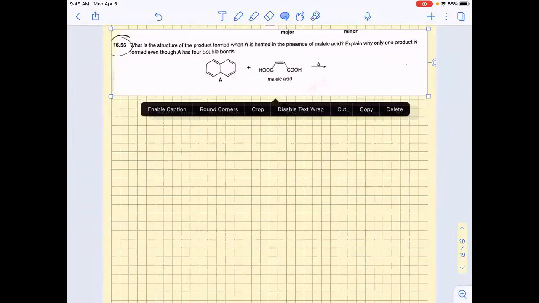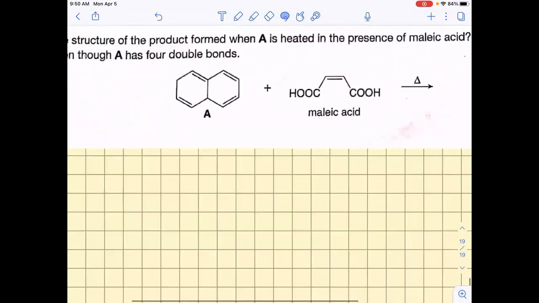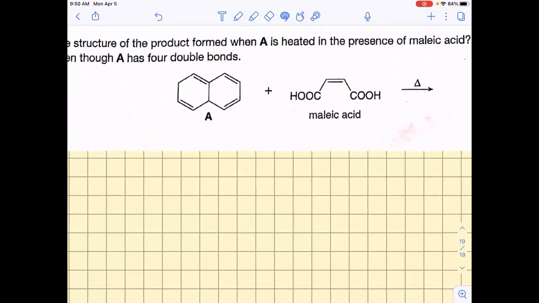All right. So if we read this question, it says, what is the structure of the product formed when A is heated in the presence of maleic acid? And then it says, explain why only one product is formed, even though A has 4 double bonds. All right. So let's work through a process of elimination. A is the diene, right? This is the dienophile. That's the dienophile. Everybody agree with that?